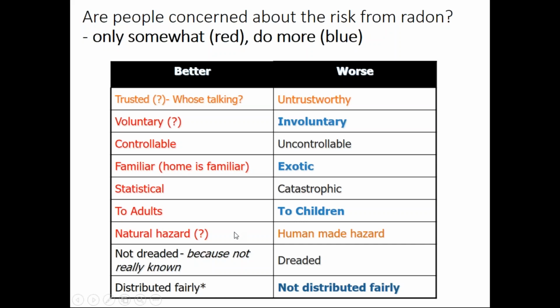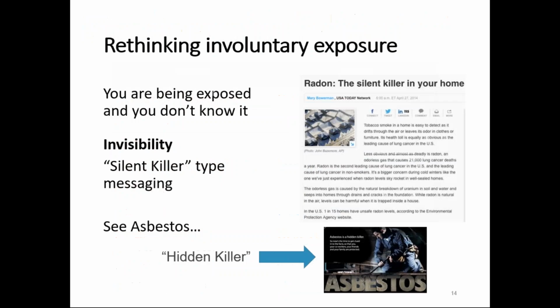Is it a natural hazard? It is naturally occurring, but I think every time we say naturally occurring, we might be doing ourselves a bit of a disservice, and I'll talk a bit more about that in the next slides. And is it dreaded? I don't think it's dreaded because I don't think people know what radon gas is, not yet. And is it distributed fairly? I don't think that it actually is distributed fairly. So I'm going to go into these blue parts in my next few slides.